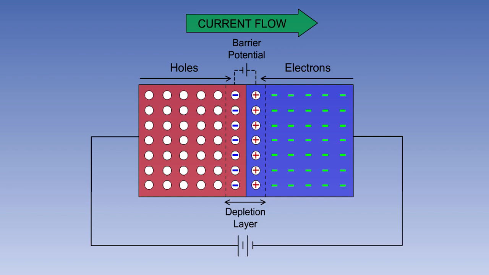In the junction region, the free electrons and holes combine. Thus the barrier potential is overcome, and current will flow freely through the junction. In this configuration, the junction is said to be forward biased.